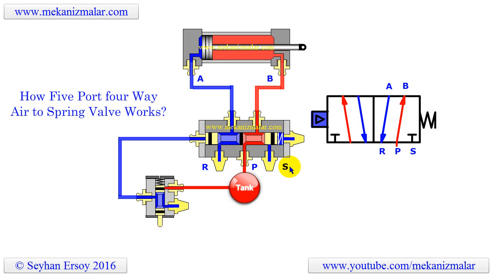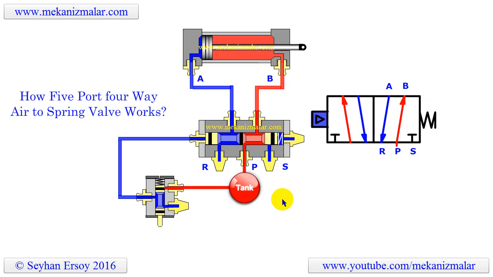These ports are named as follows. Port P is connected to the pressure source. Ports A and B are connected to the air cylinder. And finally, R and S ports are connected to the atmosphere. Also, the connections are shown on the valve symbol here on the right.